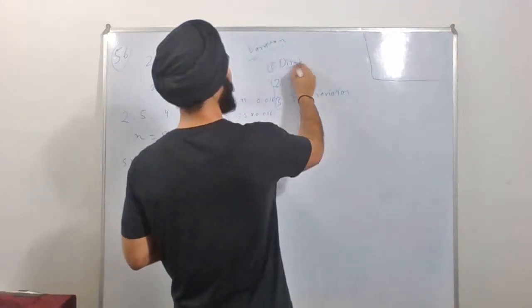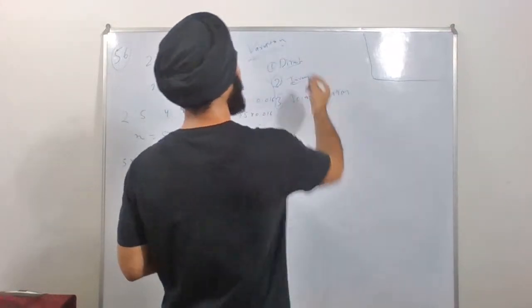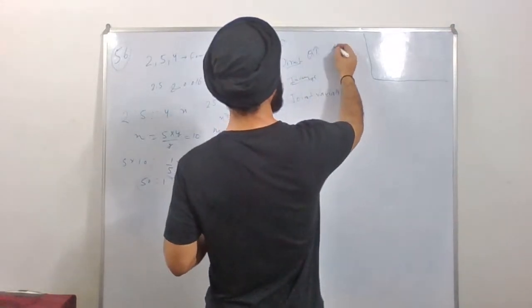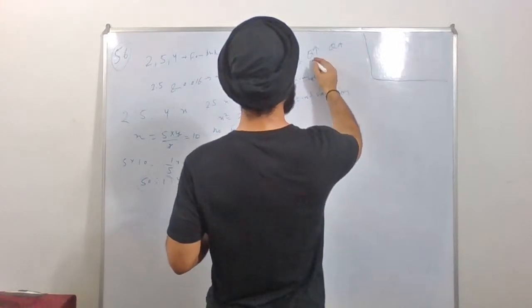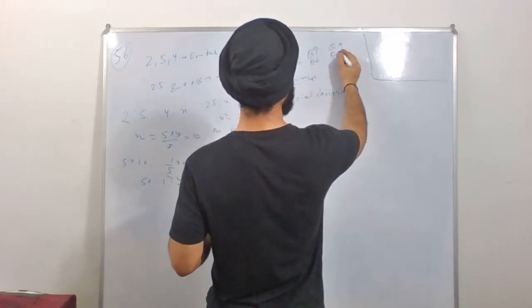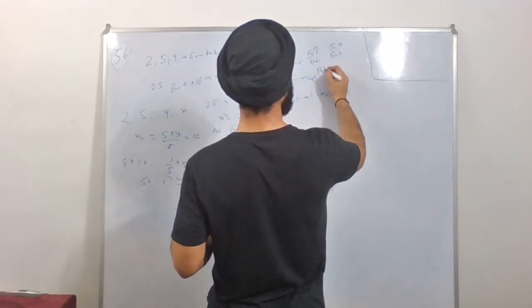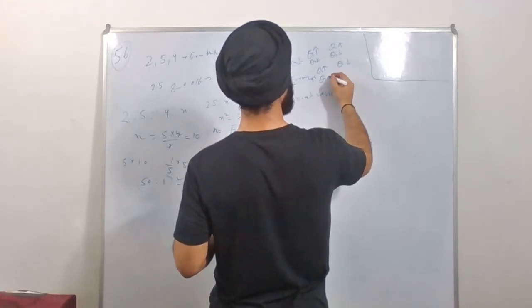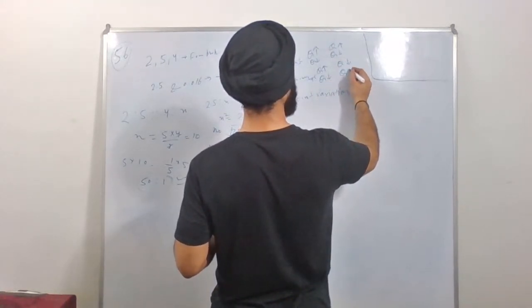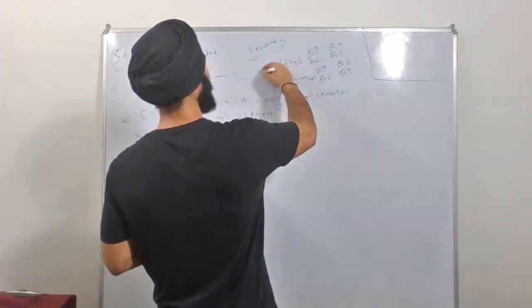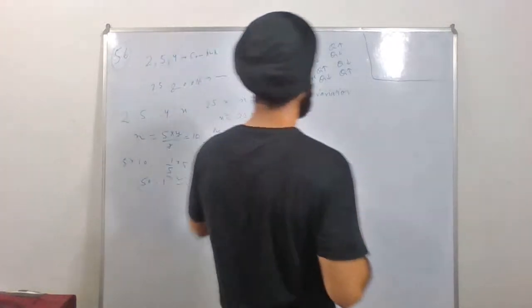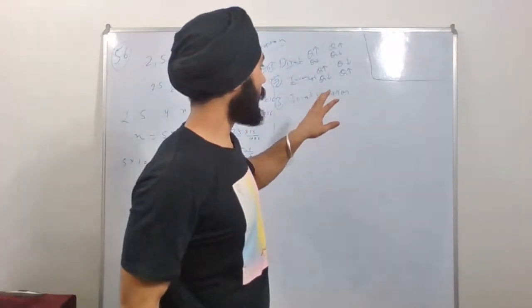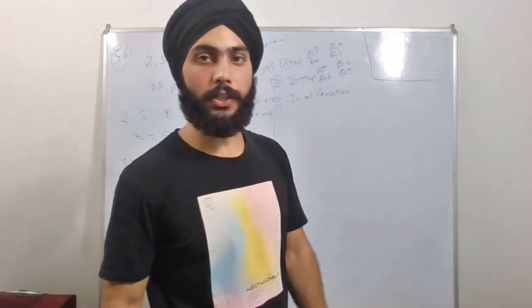Direct and inverse we already did in proportion: if one quantity increases, the second also increases, and if the first decreases, the second also decreases. And if the first quantity increases in inverse variation, the second quantity will decrease, and if it is decreasing, the second quantity will increase. So that is already done in the proportion system. In joint variation, this is the important part. We are going to see a lot of questions from joint variation.